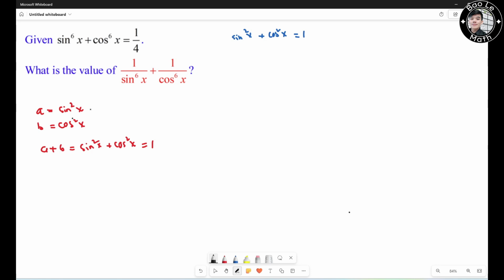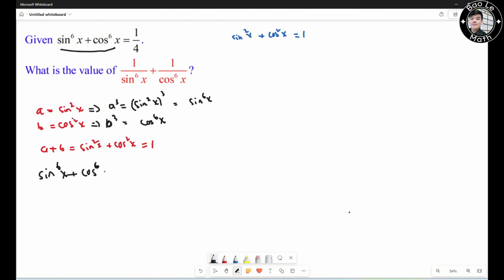Alright, now we observe that if we cube both sides, what happens? We have a cube equal to sine square of s altogether cube, so it turns out to be sine to the sixth of s. Similarly, we have b cube equal to cosine to the sixth of s. We have sine to the sixth of s plus cosine to the sixth of s equal to 1/4, so I write 1/4 in the front like this. Now I substitute a cube for sine to the sixth, and the same thing, b cube.